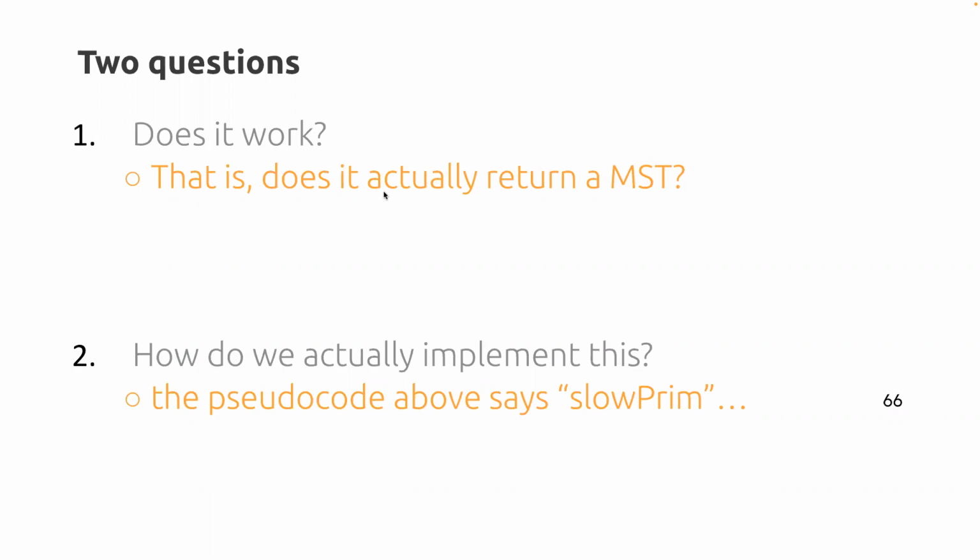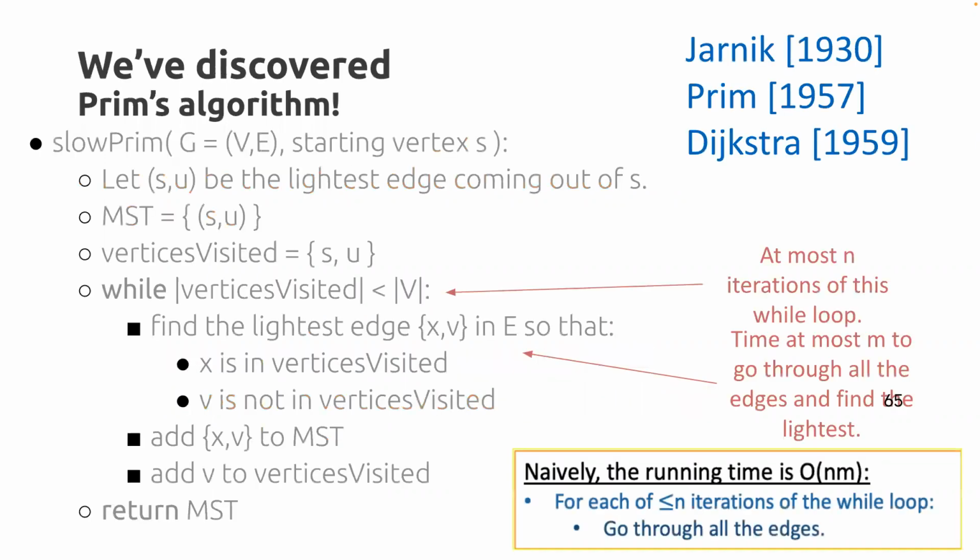Yes, this does work because of the lemma again. The pseudocode I give you is called slow Prim for a reason. There is a better way to implement this. What does this algorithm remind you of? Another algorithm that we covered in class.